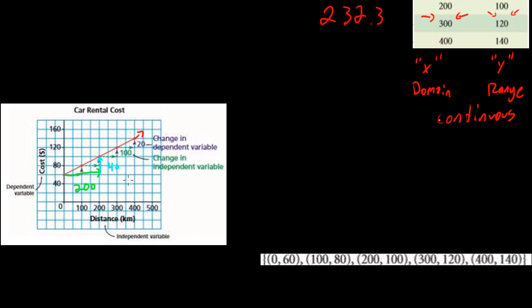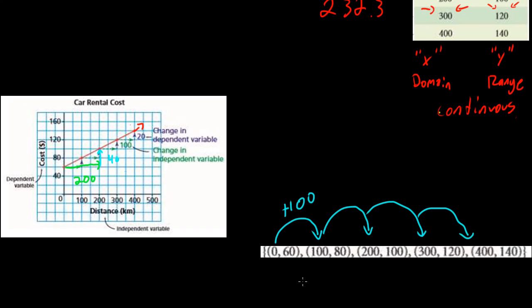If we're looking at ordered pairs, we can look at leapfrogging our domain. This is plus 100, and that should stay constant. Plus 100, plus 100, plus 100, right? If we're looking at our range, we could say the same thing. Plus 20, plus 20, plus 20.